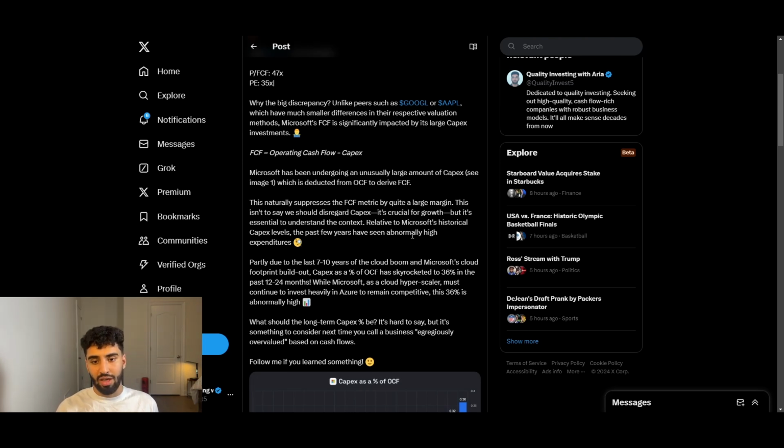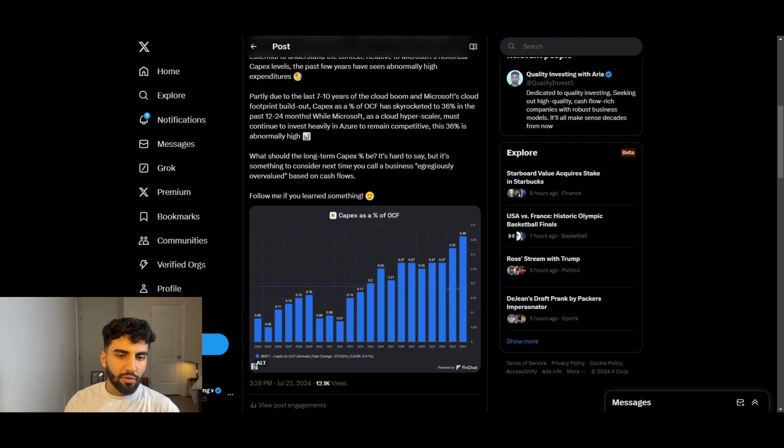The past few years have seen abnormally high expenditures, partly due to the last 7 to 10 years of the cloud boom and Microsoft's cloud footprint build-out. CapEx as a percentage of operating cash flow has skyrocketed to, at the time it was 36%, it's closer to 40 now, in the past 12 to 24 months. And so Microsoft is a cloud hyperscaler, meaning it's one of the big three cloud computing companies, alongside Amazon and Google Cloud Platform.